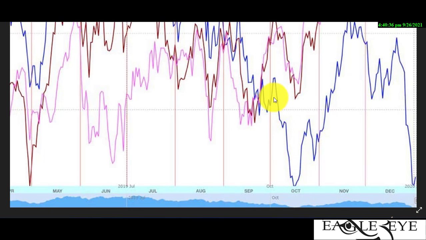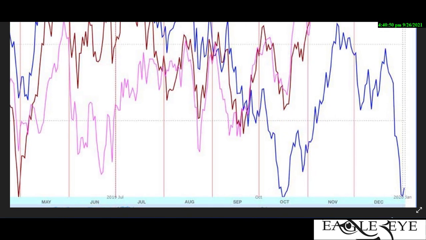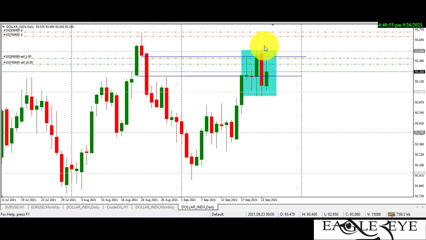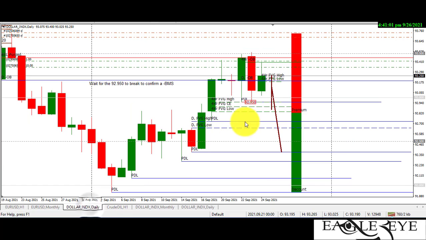From the 1st to about the 15th of October, you see some bearishness in the dollar index from that point on. So let's see what price has for us for the coming trading week. Let's keep our fingers crossed.